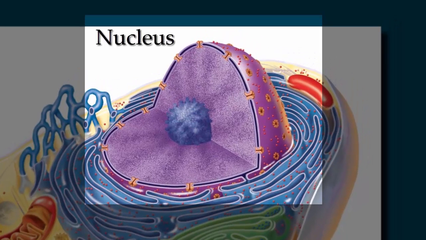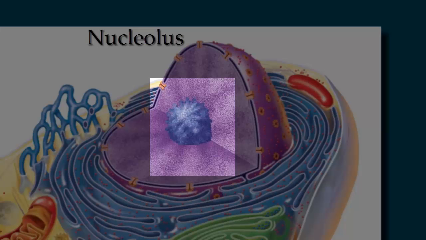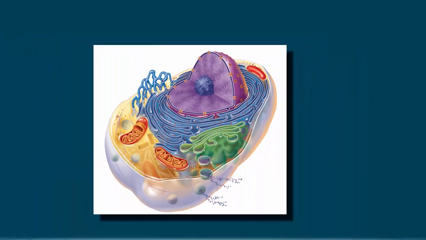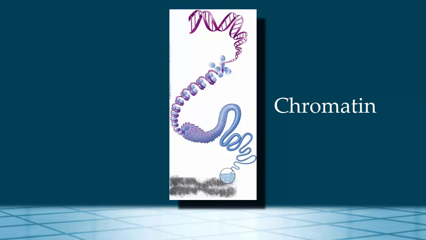We have the nucleus, which contains the genetic library, and the nucleolus that produces the ribosomal subunits. Within the nucleus is the chromatin, which is the cell's genetic material.